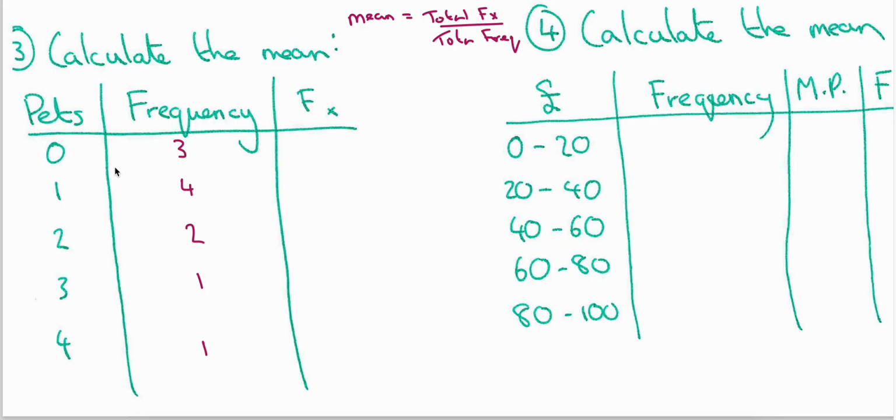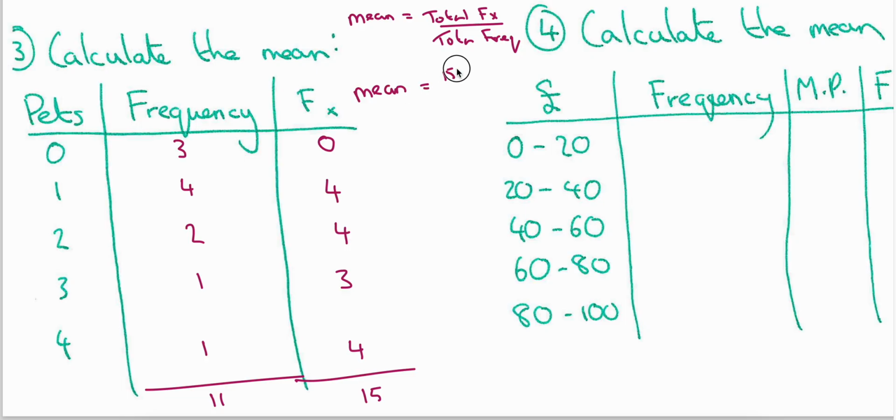So now to work out the fx column, we're going to say 0 multiplied by 3 is 0. 1 multiplied by 4 is 4. 2 2s are 4. 1 3 is 3. And 1 4 is 4. So my total fx is going to be 4, 8, 11, 15 over the total frequency, which is 7, 9, 10, 11.